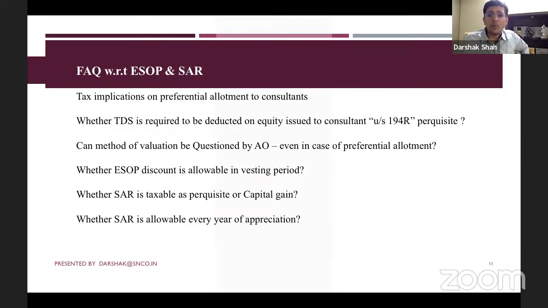Whether ESOP discount is allowable in the vesting period. The point is that I have already vested the shares, and there is a discount. Of course, the grant price minus the exercise price is the amount we are talking about. So whether that is allowable in the vesting period, the answer is yes, it is allowed. There is a Supreme Court decision in the case of Biocon which says that because the vesting period is already in, that is allowed as a business expenditure.